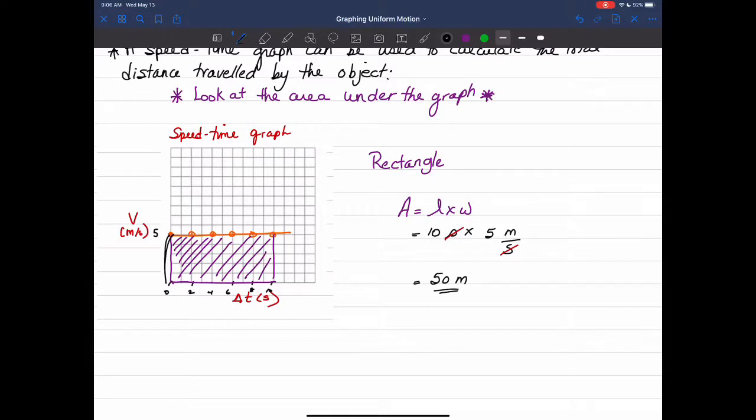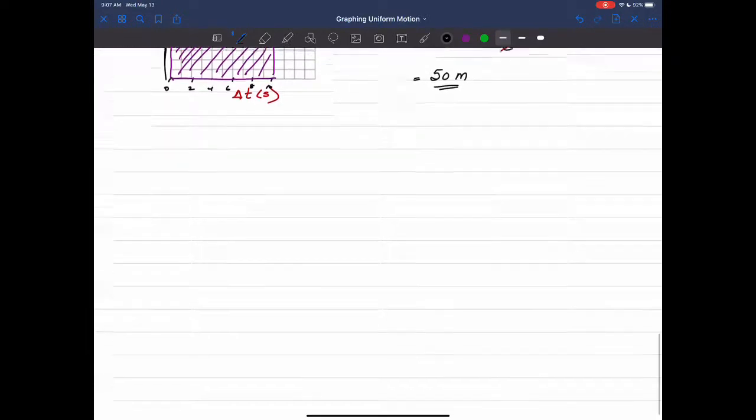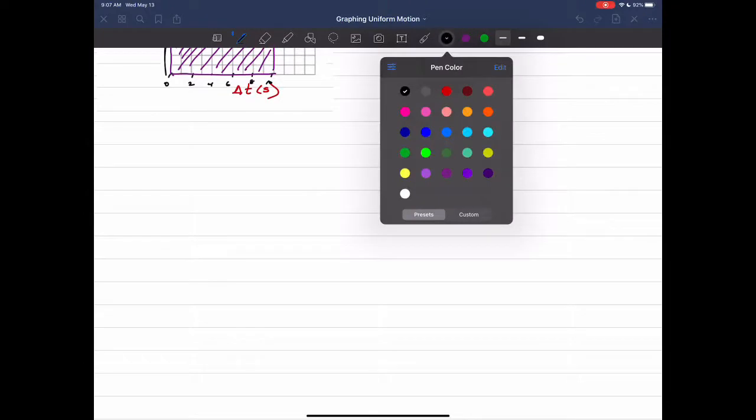Now, if your speed time graph slope changes, then that's not uniform motion anymore, okay? So it doesn't matter the scenario, the area under a speed time graph will always equal the distance, but we had scenarios before.